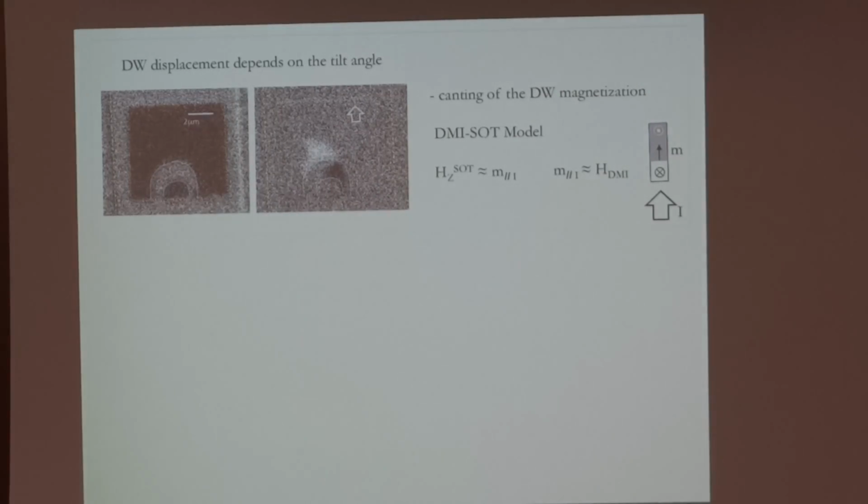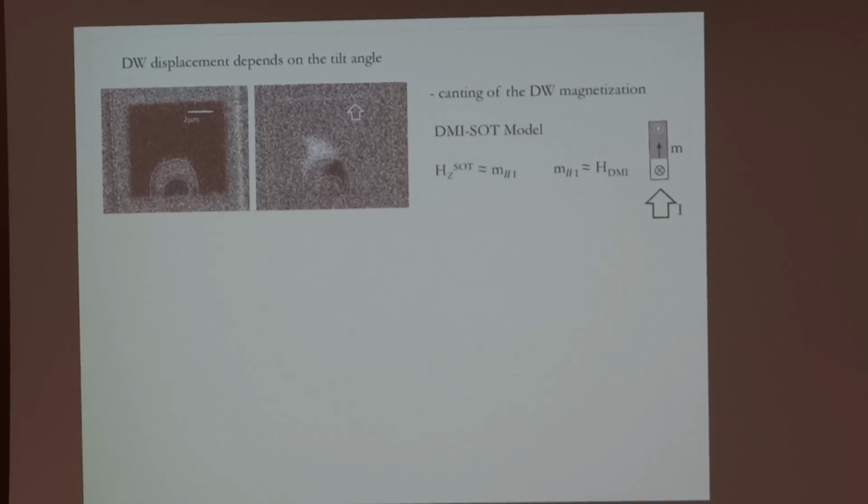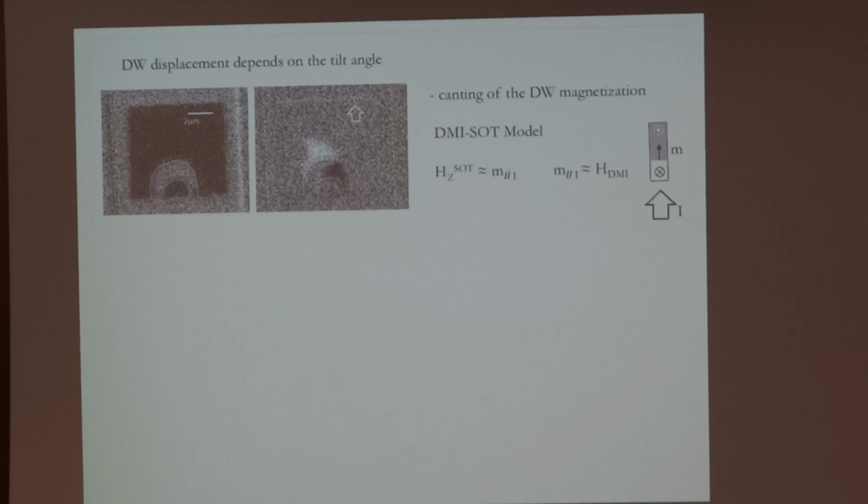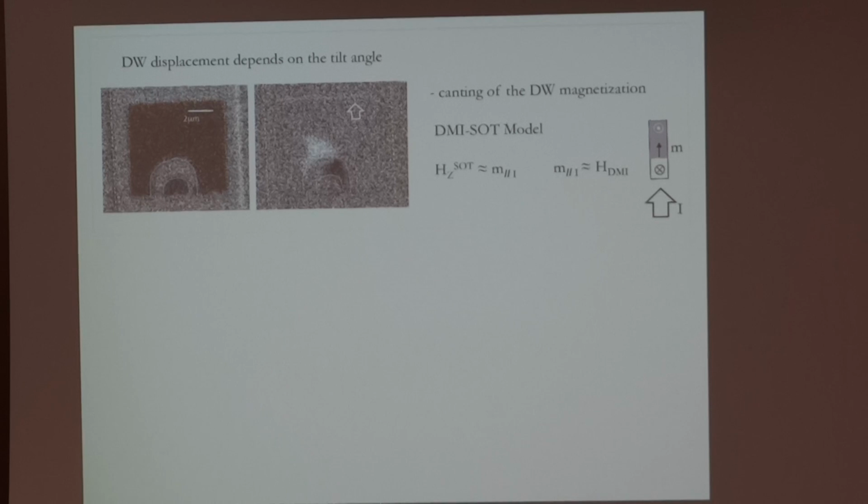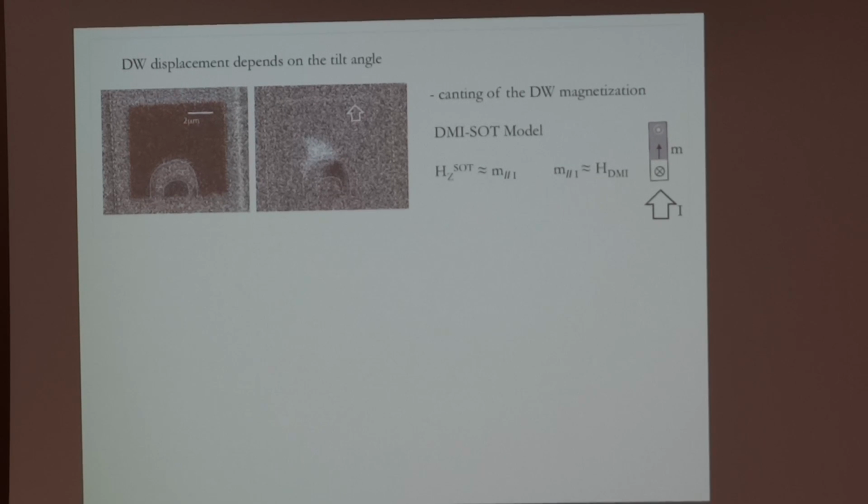A way of understanding this is based on André Thiaville's model of DMI and SOT. Just a brief reminder: the spin-orbit torque acts as an out-of-plane magnetic field, which is proportional to the component of the magnetization along the current. So if you have Bloch walls, there is no effect. But if you have DMI, this will make Néel walls, homochiral Néel walls. And in this geometry, the magnetization is parallel to the current, so the spin-orbit torque is very efficient.